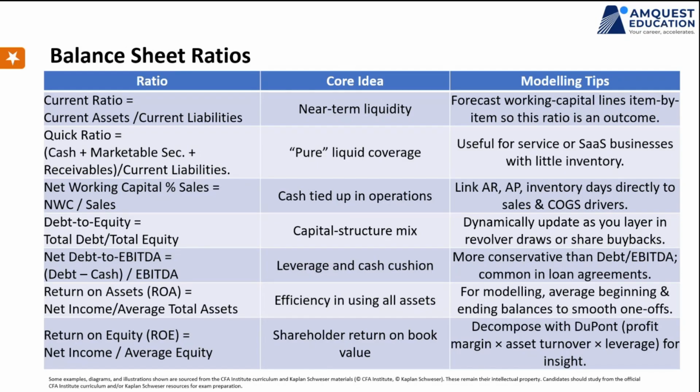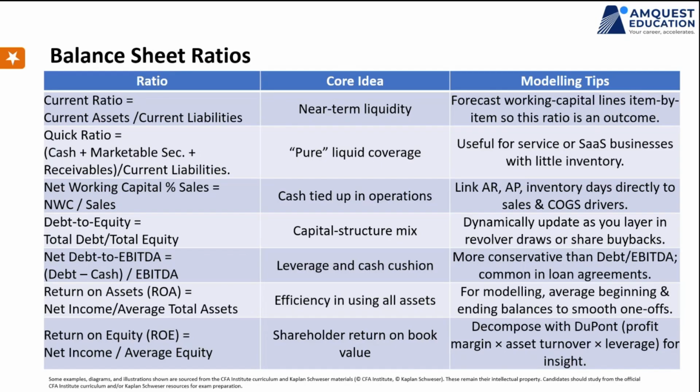Next, the quick ratio. Quick ratio means only quick assets. You do not take all the assets. So in the numerator, you're only going to take cash plus marketable securities plus receivables, divided by current liabilities. Right? So you are only looking at assets which can be quickly converted to cash.